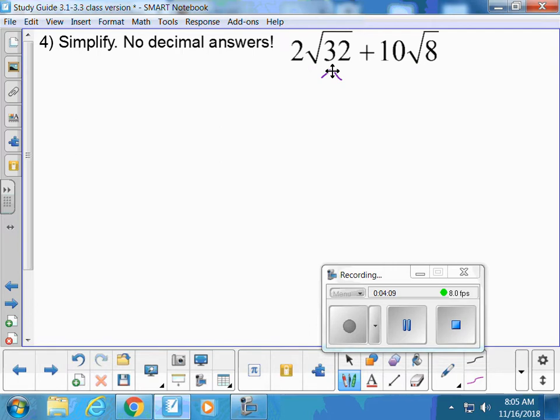How can 32 simplify down into 2 numbers so that one's a perfect square? 4 and 8. 4 and 8 are a great idea, but 16 and 2 is a better idea, because 16 is the largest possible. You want the largest possible perfect square you can pull out.